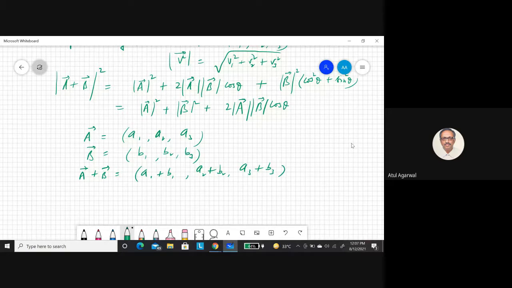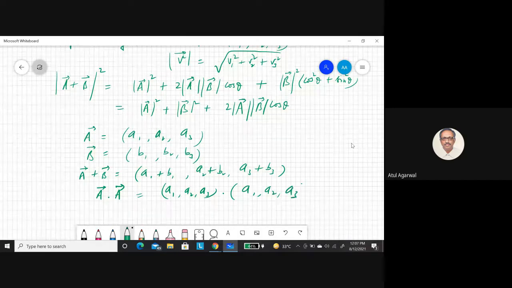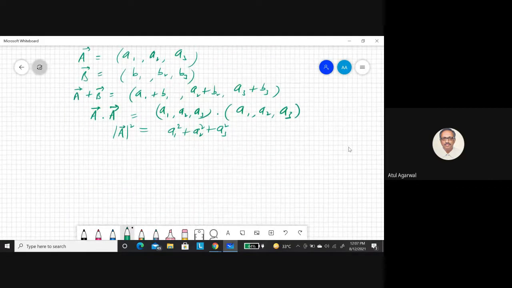Now what is the magnitude of vector A? One way to find it is to take the dot product of the vector with itself. I'll tell you what the dot product is. This dot product is just given by a1 squared plus a2 squared plus a3 squared. So this becomes the magnitude of the vector squared. Similarly, the magnitude of vector b squared is given by b1 squared plus b2 squared plus b3 squared.